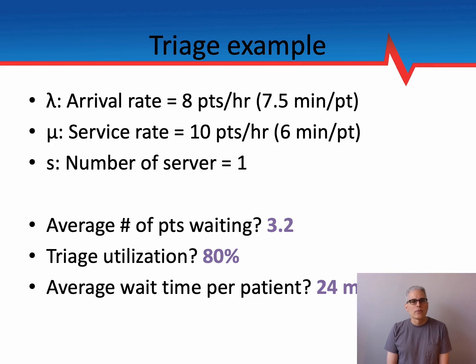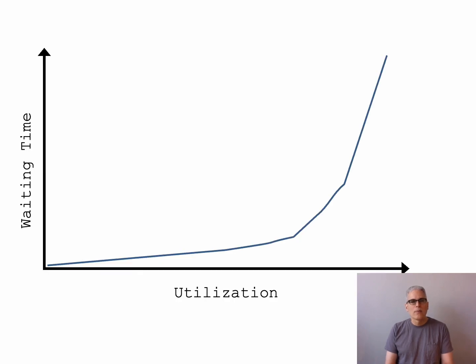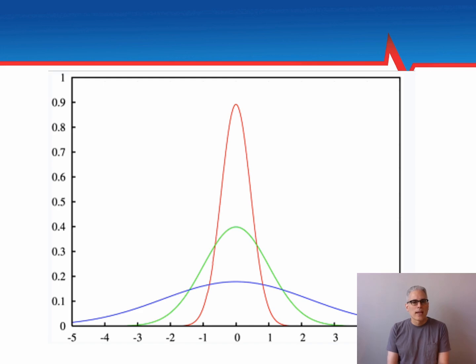In our example, once you have an arrival rate of 8 patients an hour, with only 1 triage nurse, your average wait time per patient will stabilize at somewhere around 24 minutes per patient. This is at a triage utilization of 80%. That 80% number is very valuable because once you exceed that 80% utilization rate, your waiting times will increase very quickly. You also have to remember that there is variability in the spread of some of your bell curves.